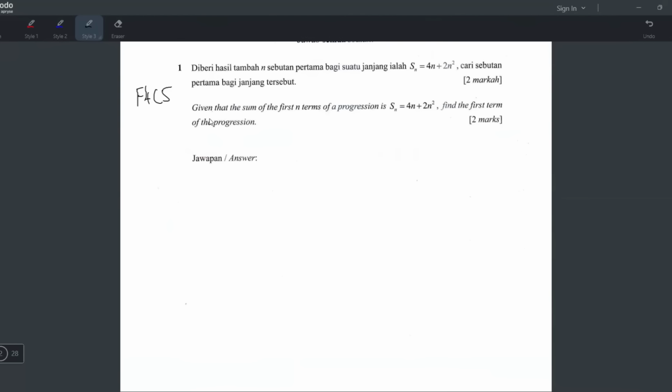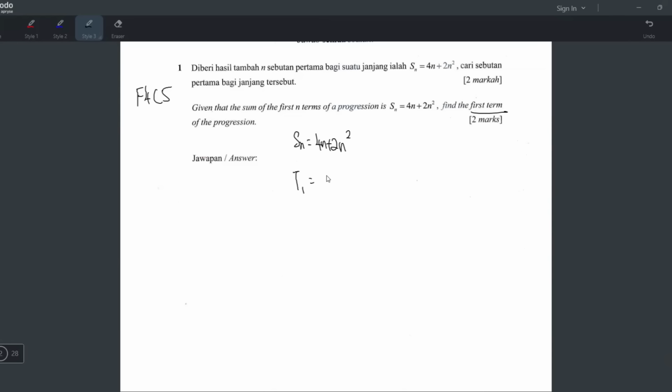For this type of question where they give the Sn formula themselves, you have to use the formula that they give. So when the question gives us their own Sn formula or their own Tn formula, we have to use the formula they give, not the one that we memorize. If they already give it, we just use what they give. So Sn equals 4n plus 2n squared. The question asks us to find the first term, which means they want to find T1, not S1.